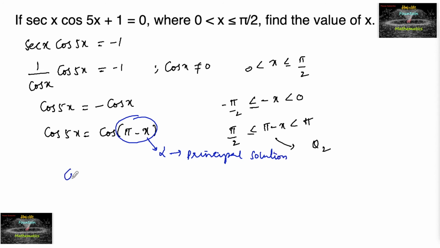So now it is in the form of cos theta is equal to cos alpha. So that we have cos theta is equal to cos alpha. So by the general solution we can write theta is equal to 2n pi plus or minus alpha. So that theta is 5x here, 5x is equal to 2n pi plus or minus (pi minus x).